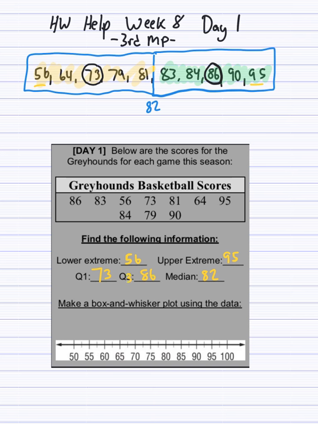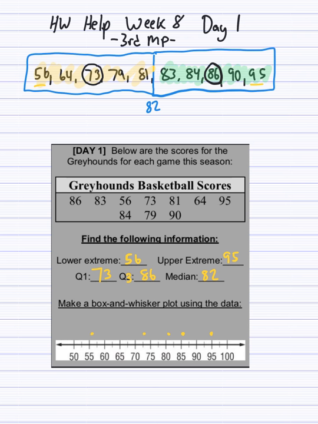All right, now all we have to do to make a box plot is first start off by putting 5 dots on the number line for each of the 5 numbers we just found. So the lower extreme is 56, which would be a little bit after the 55. The upper extreme is 95, which is right there. Q1 is 73, which is right there. Q3 is 86, which is right there. And the median is 82, which is right there. Okay, so that is where the dots go.